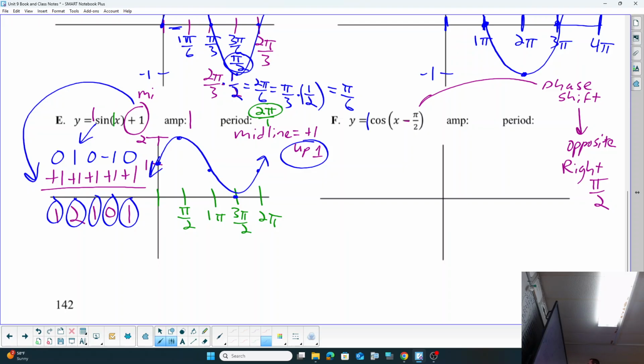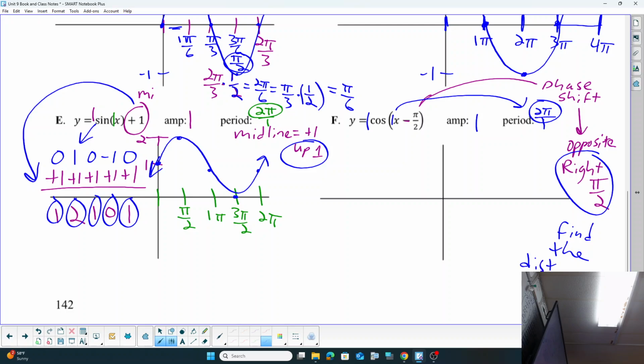So then our amplitude, of course, is 1. Our period is still there, so that's going to be 2 pi over 1. And then we do have a phase shift of right pi over 2, so you have to find the distance. So find the distance in squares, I guess you could say, or x-axis squares. Yeah, so find that distance, basically, and then we'll go right that many.